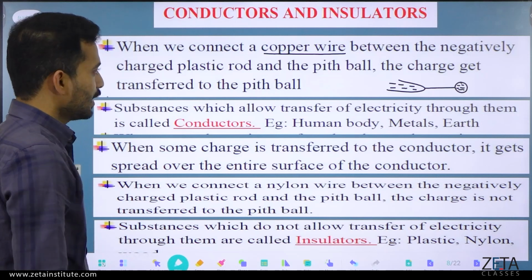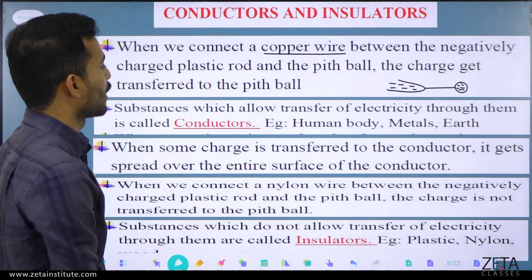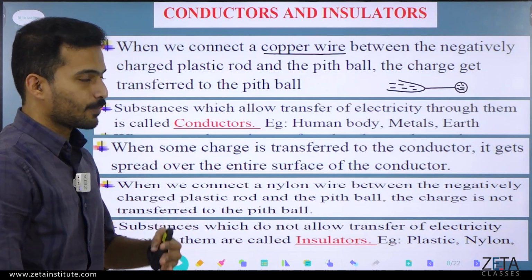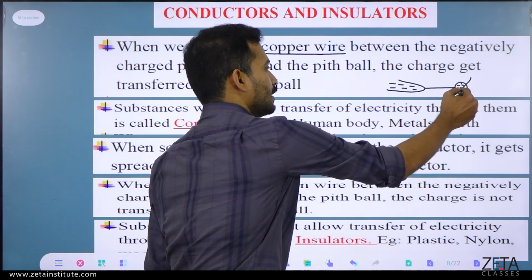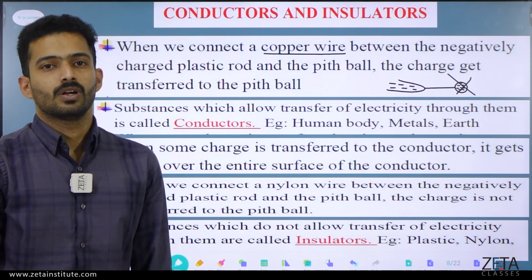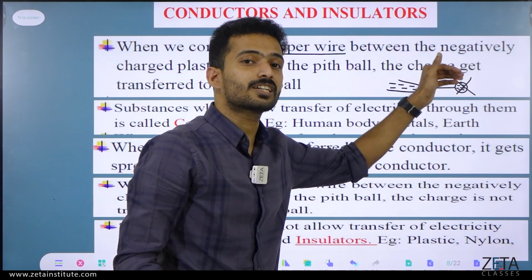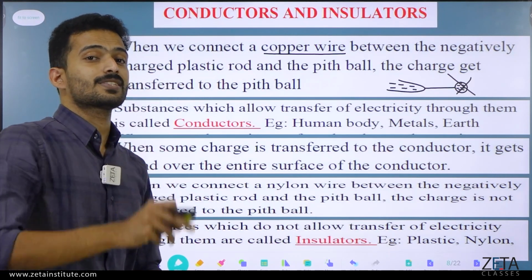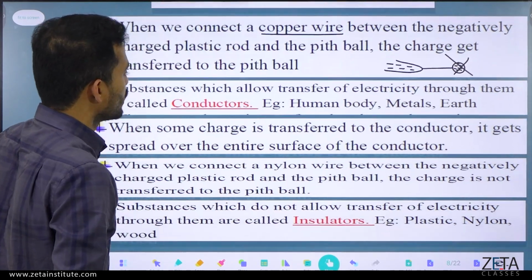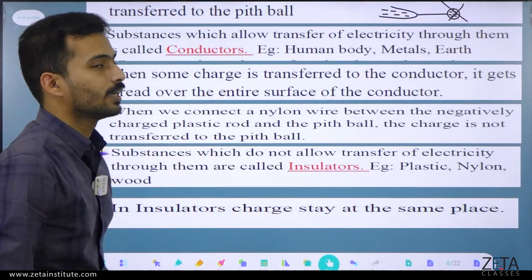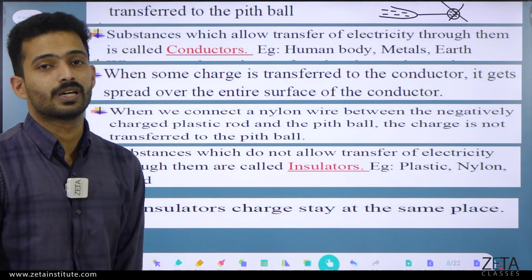Then instead of this copper wire, I am using a nylon wire. Then what happens? This body does not get charged. What is the reason for that? The nylon wire does not allow the flow of electric charge through it. Such substances are called insulators. So we can say that substances which do not allow transfer of electricity through them are called insulators.